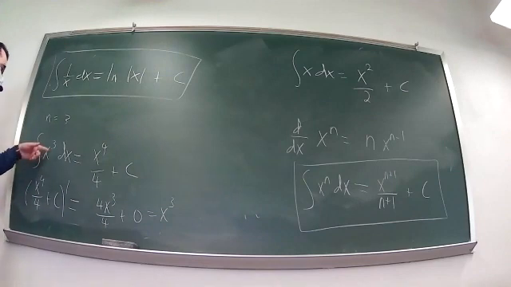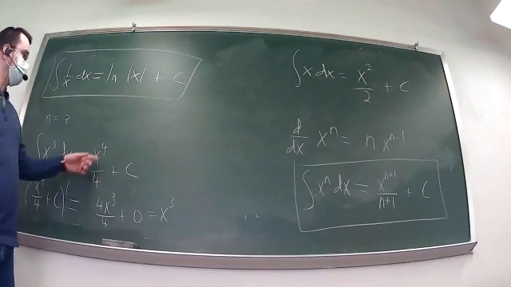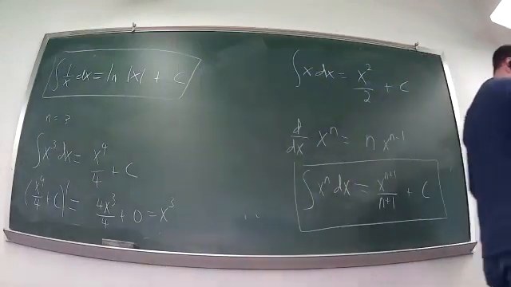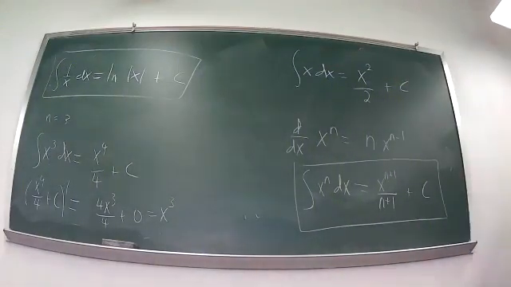So for general x to the n, it has to be x to the n plus 1 over n plus 1, because when you're differentiating, you'll move down that exponent and subtract 1 from that exponent. So that's where it comes from.